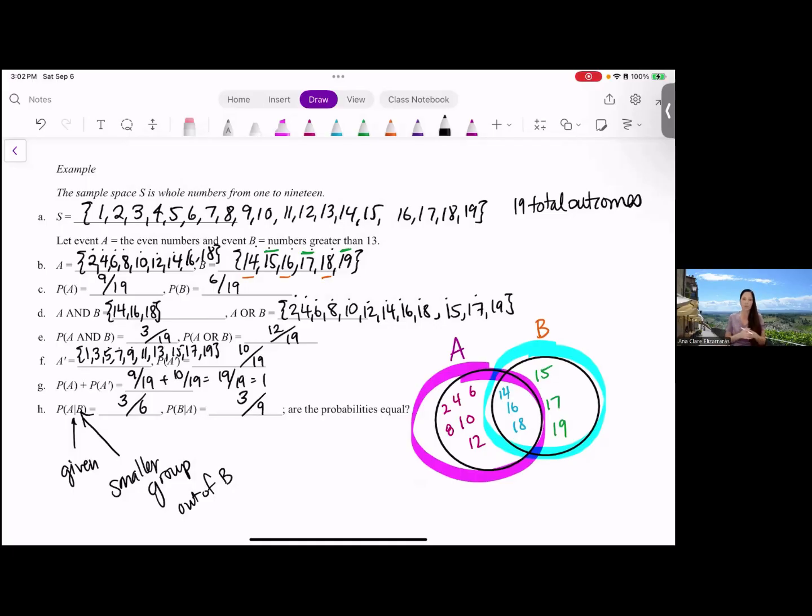Are these probabilities equal? No. There was 3 out of 6 and 3 out of 9. So they are different values because our groups were different. A had more numbers in them than B did. Hope that you enjoyed working through this example.